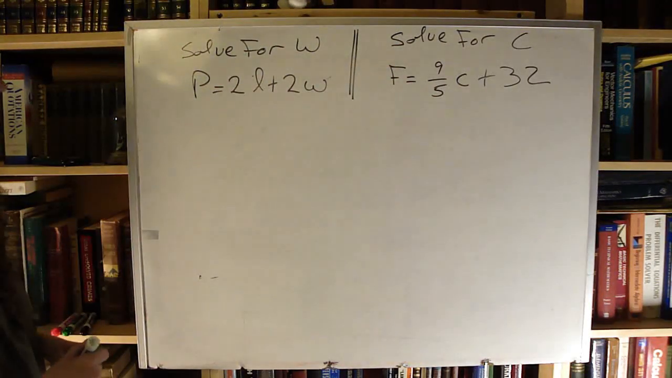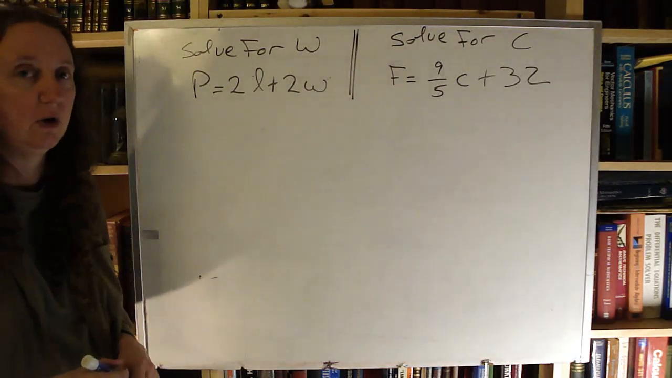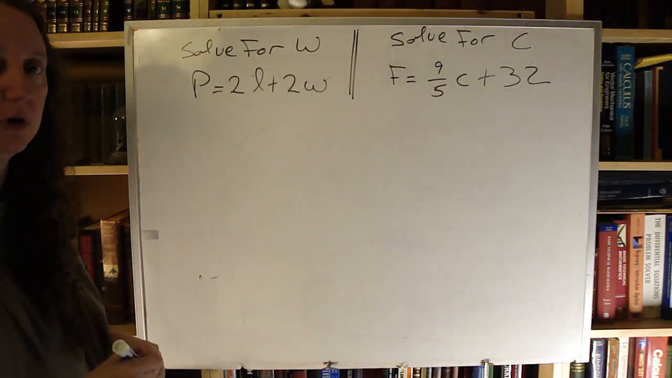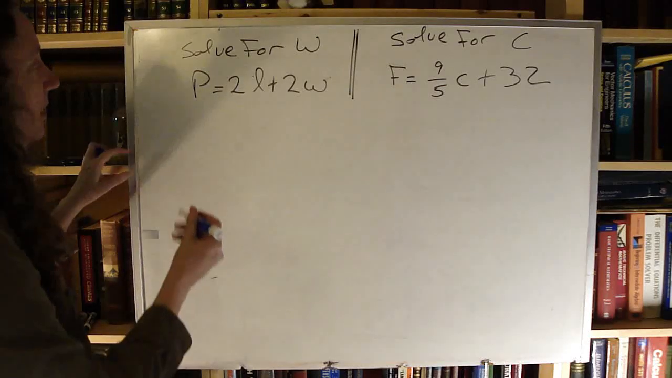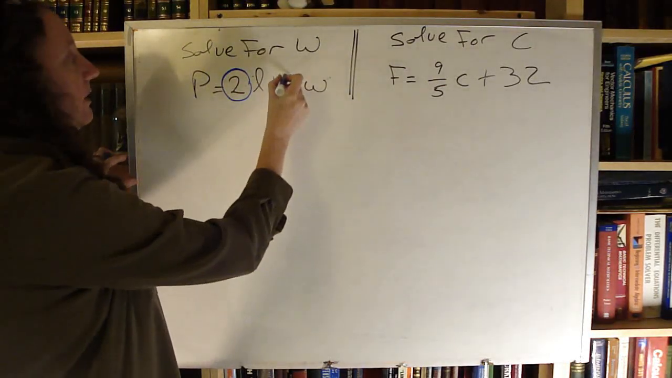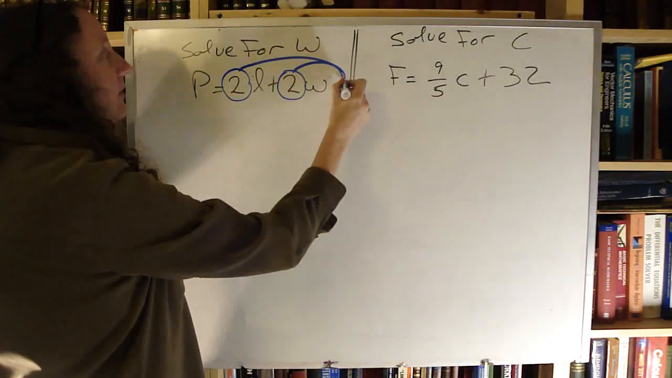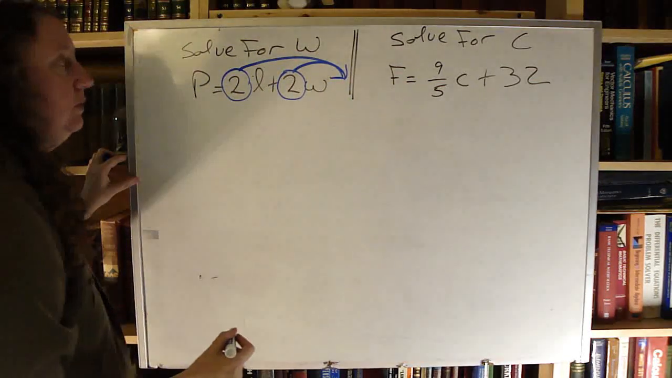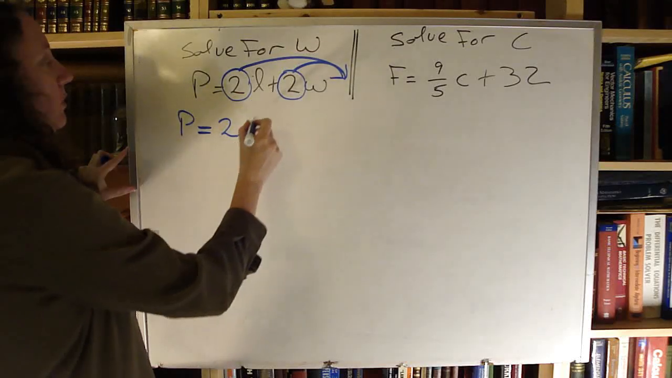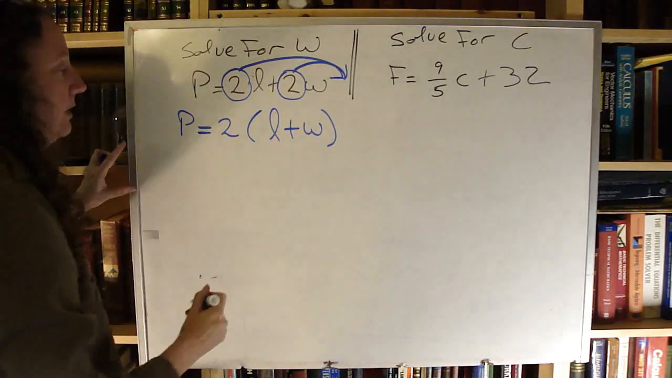So let's start with this one. The book shows you one way of doing it. There's more than one way to solve this problem. I'll let you read the way in the book from the book. I'm going to do it a different way. I'm going to use my distributive property, and I am going to factor out that 2. So now I have P equals 2 open parentheses L plus W close parentheses.